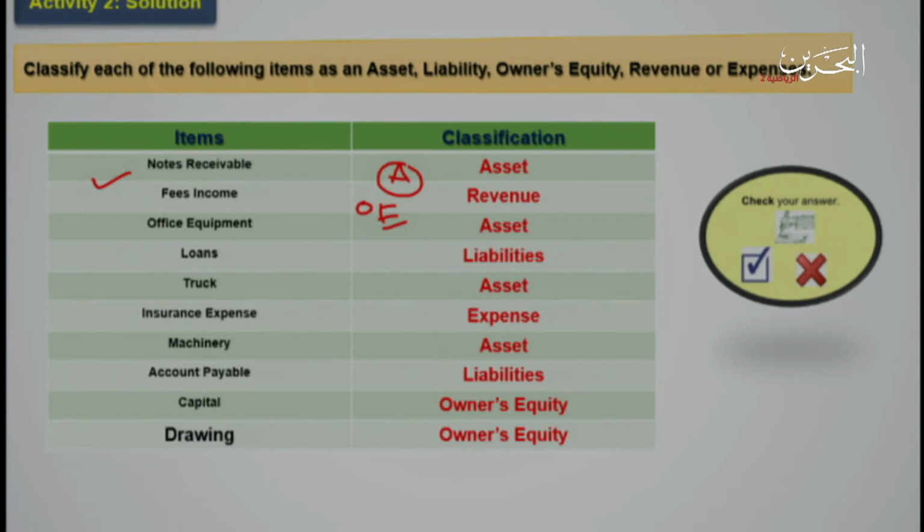Machinery is an asset. And then I have the accounts payable, and it will be a liability. Then the capital, I know it will be owner equity. And finally, the drawing, it is also owner equity.